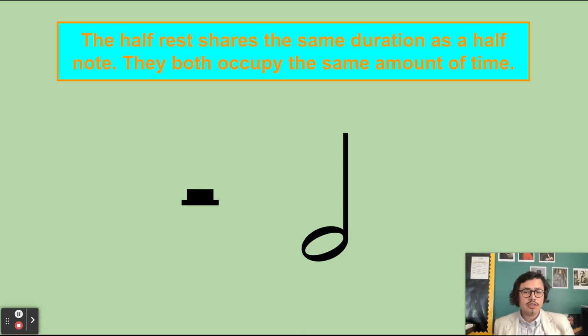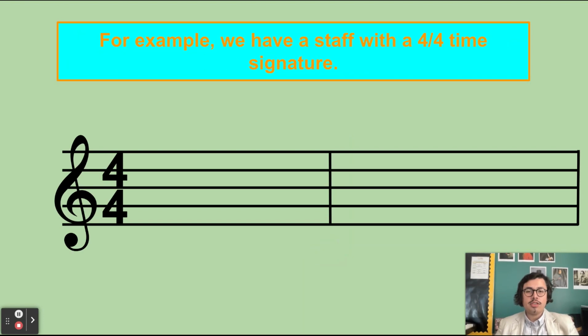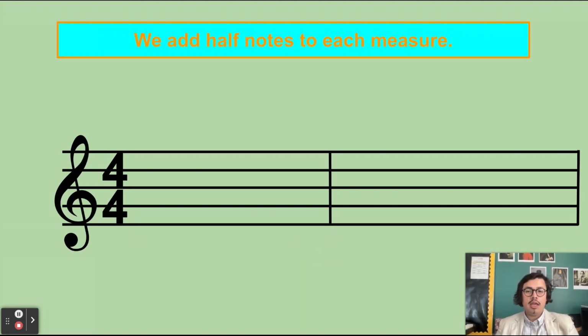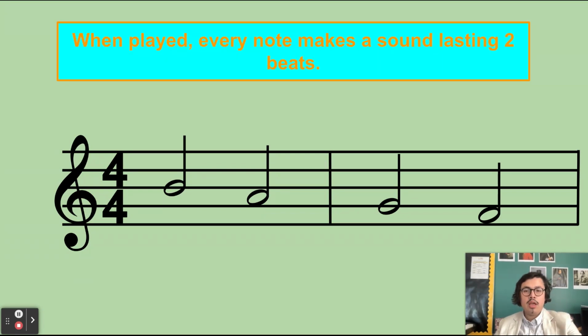Now let's talk about the half rest. It obviously shares the same duration as a half note. Just like the whole rest was equivalent to the whole note, they both occupy the same amount of time. So, for example, we have a staff with a 4/4 time signature again, and we are going to add half notes to each measure. So we're going to do two per measure. When played, every note makes a sound lasting 2 beats. Again, 4 beats.